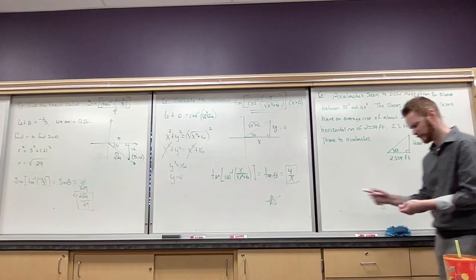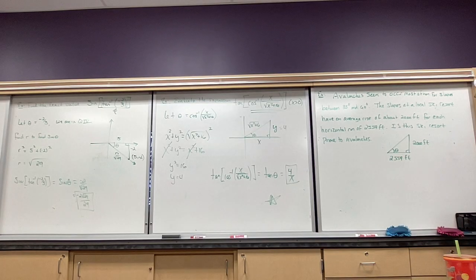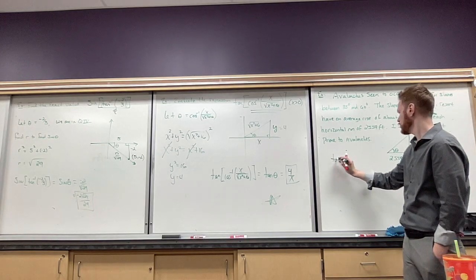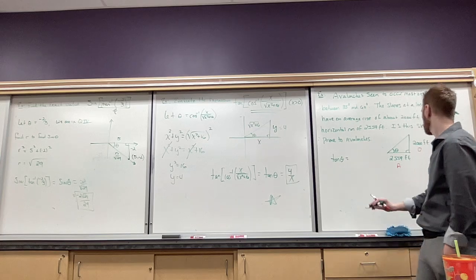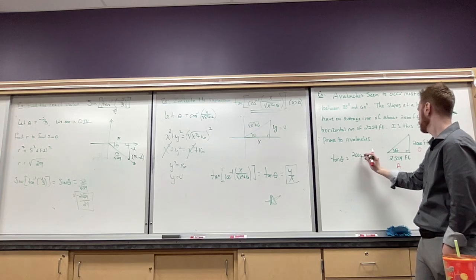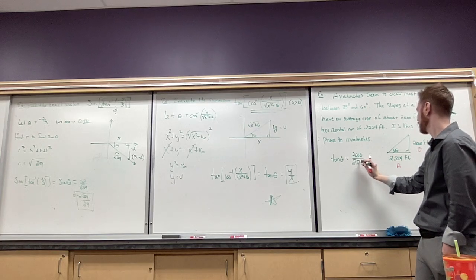So, what do we do? Well, let's label the sides in proximity to the angle. So this is our opposite side. This is my adjacent side. So what trig ratio would I use for opposite and adjacent? Tangent. Yeah, so we're going to use tangent. So we're going to have here tangent of theta is equal to 2,000 over the 2,559 feet.